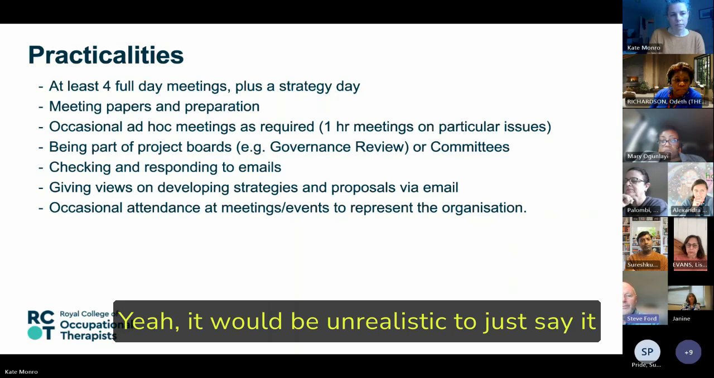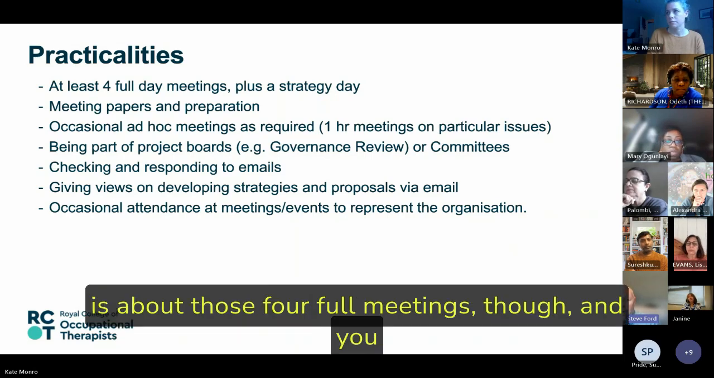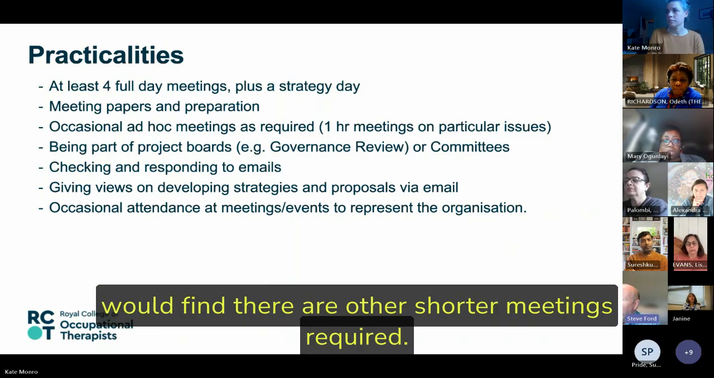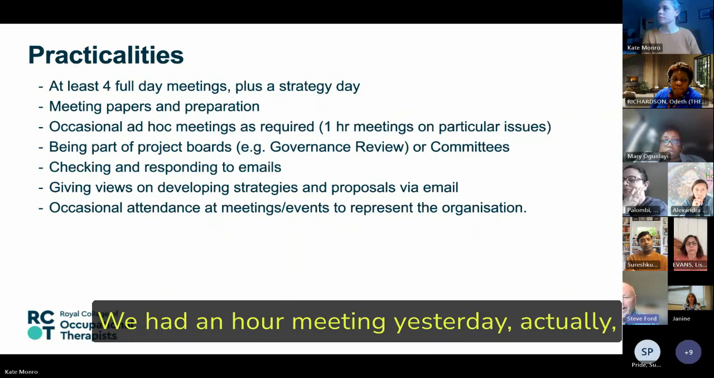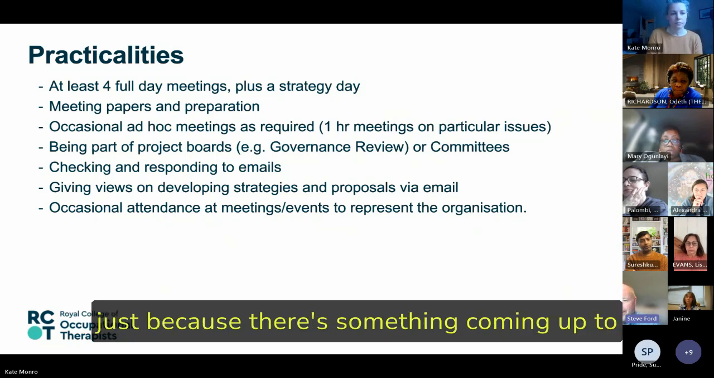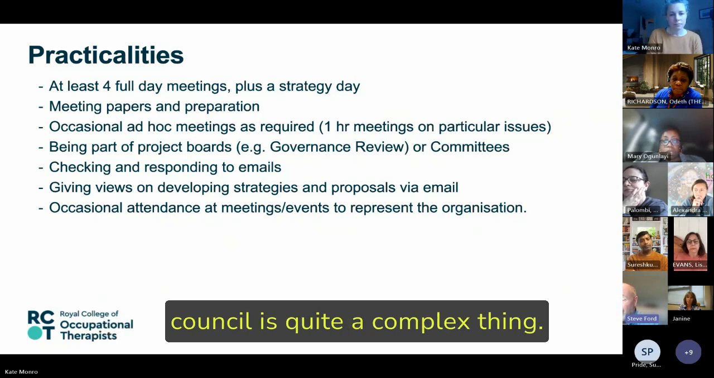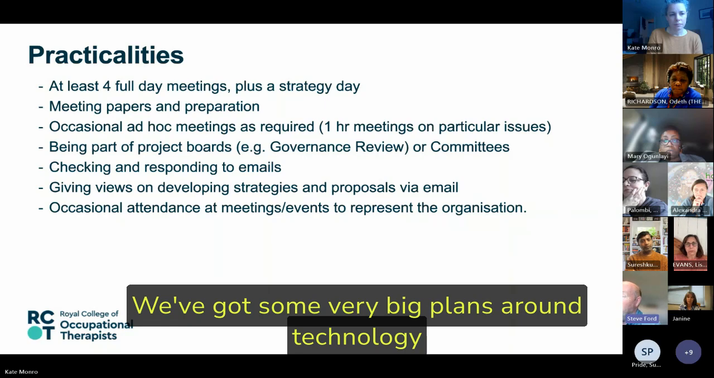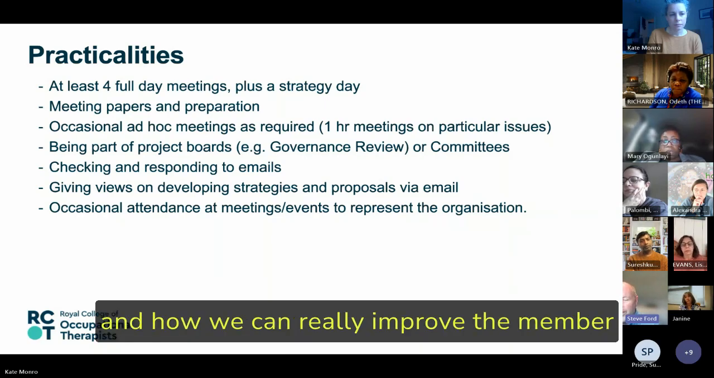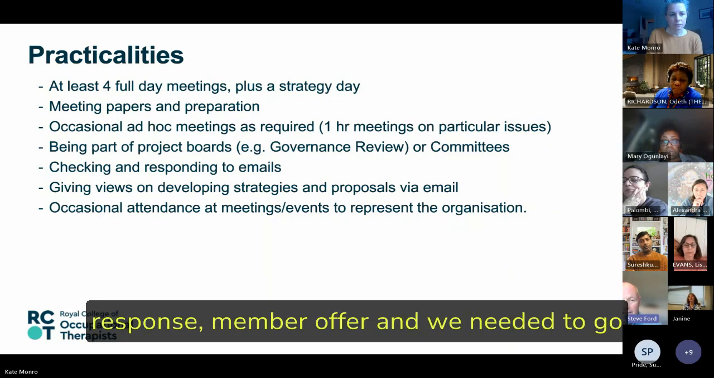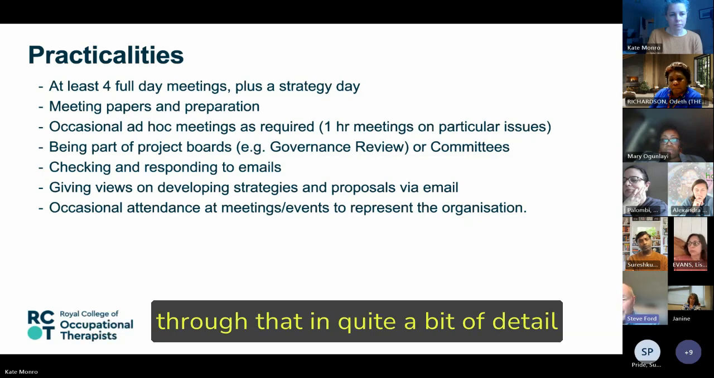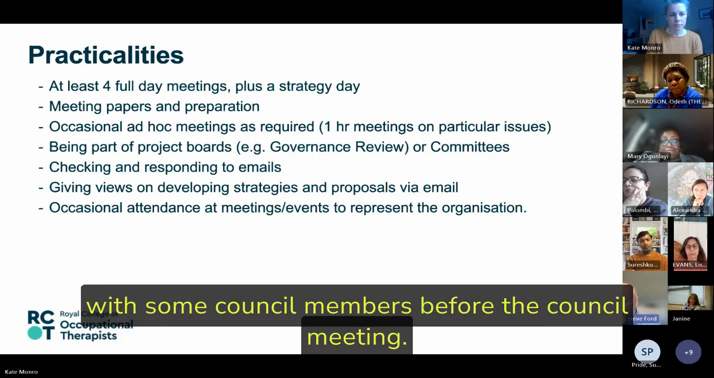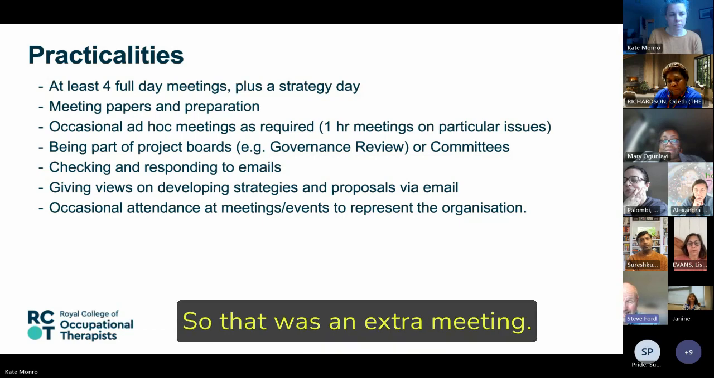It would be unrealistic to say it is only about those four full meetings, though. You would find there are other, shorter meetings required. We had an hour meeting yesterday, just because there's something coming up to council. It's quite a complex thing. We've got some very big plans around technology and how we can improve the member response, the member offer, and we needed to go through that in quite a bit of detail with some council members before the council meeting, so that was an extra meeting.